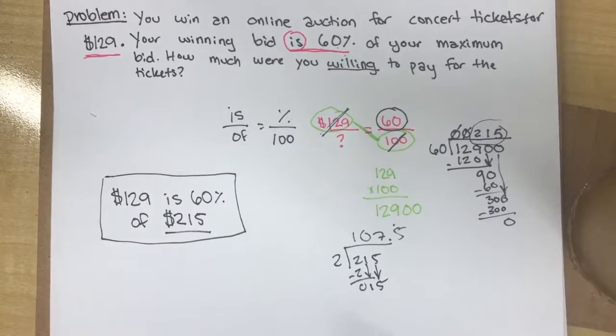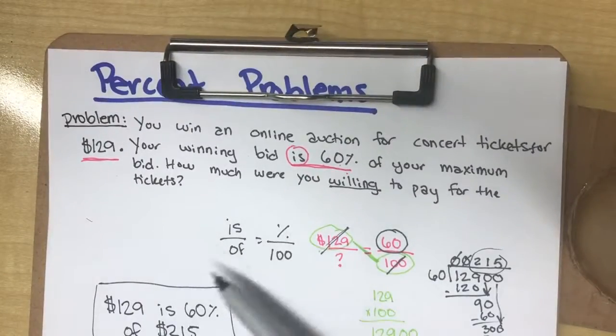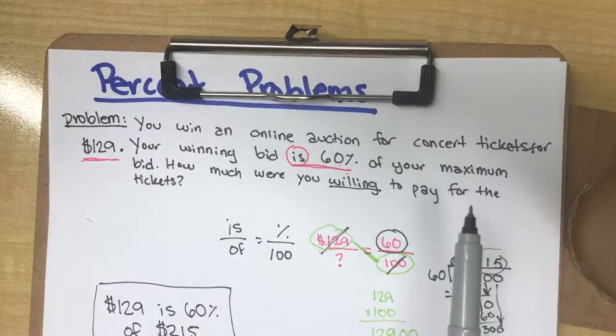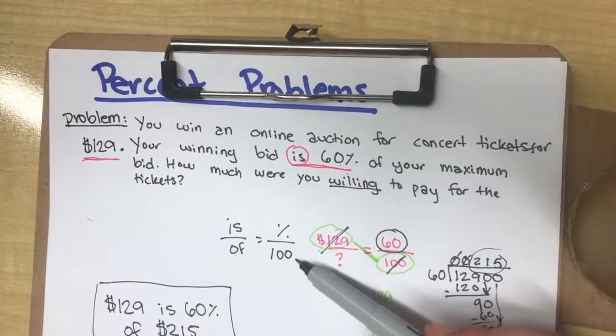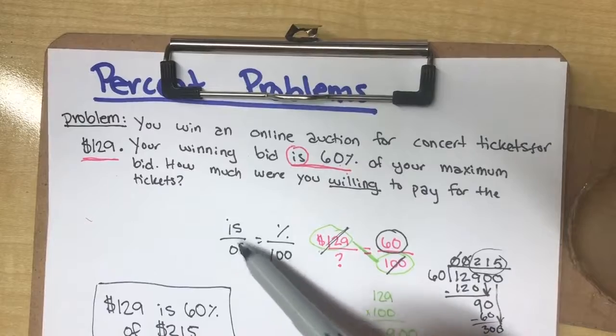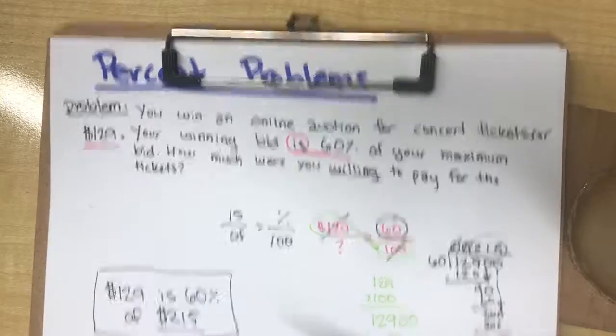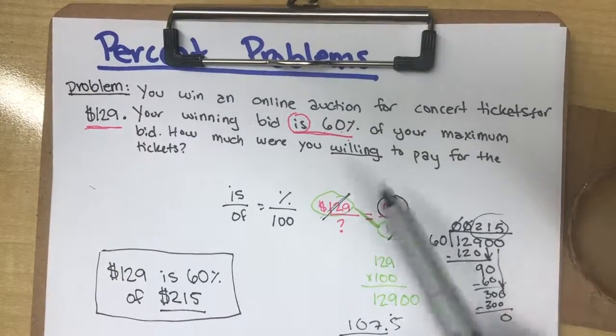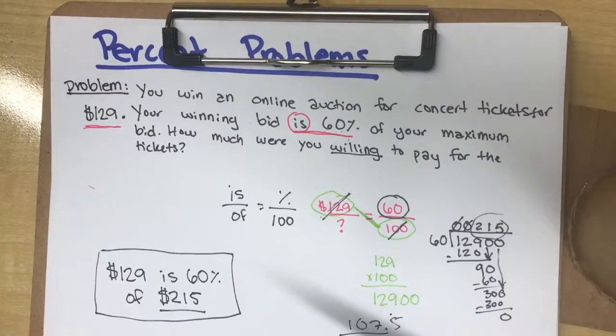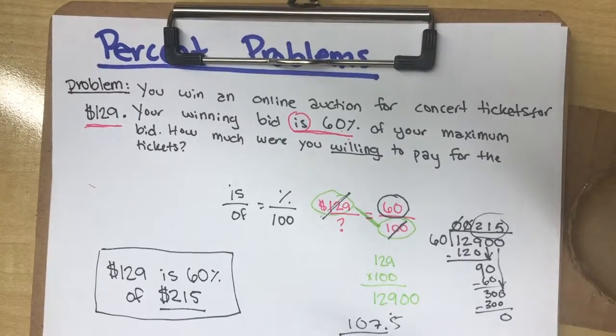And that's our answer. So you can use the is over of method for any type of percent problem. 100 is always going to be the same, and it doesn't matter which of these you don't know. You just play by the same rules. Whichever numbers are crisscross from each other, you multiply, and then you divide by the number that's left. And that's it.